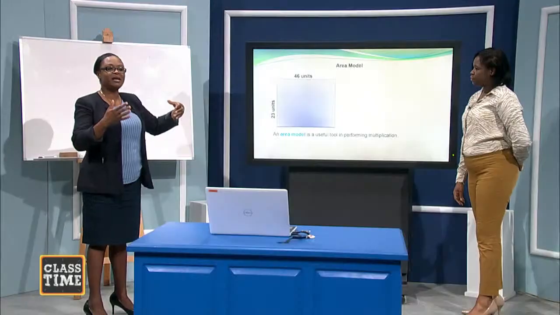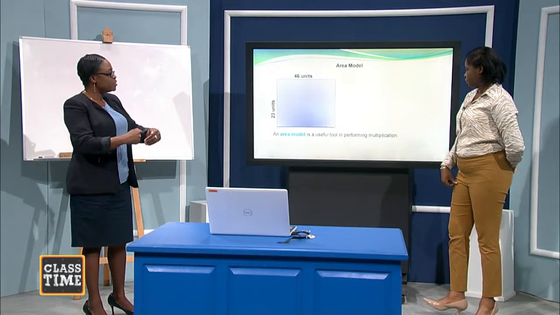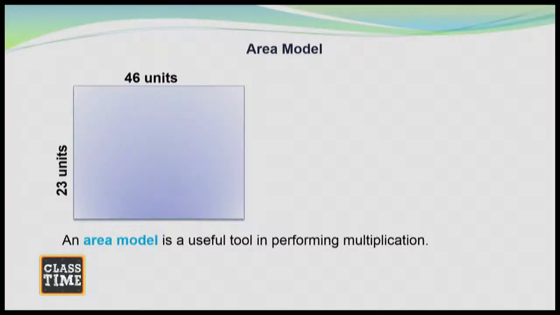Now, I want us to go from what we know so that we can apply it a little later on. As you look at this, we're finding the area of a rectangle with 23 units on the width and 46 units as its length.